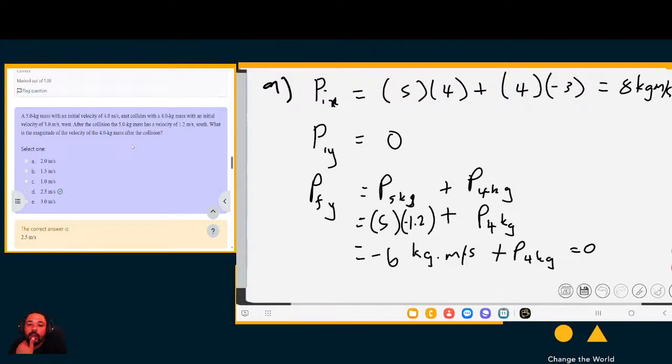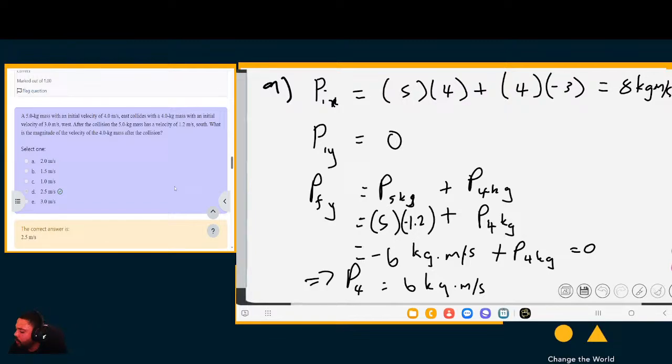The reason is that it is an elastic collision. So what is the final momentum of the 4 kilogram block? Its momentum is going to be equal to 6 kilogram meters per second. That is the momentum of the 4 kilogram block.